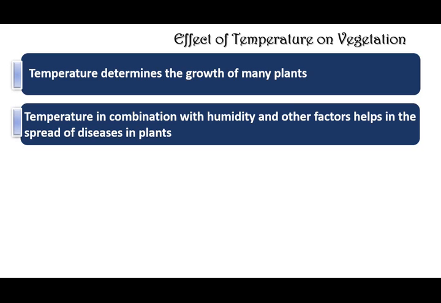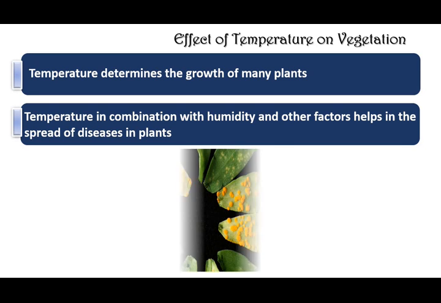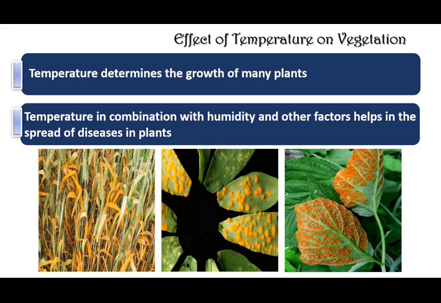The temperature in combination with humidity and other factors helps in the spread of diseases in plants. Low temperature and high humidity favor rust attack. Now here you can see this is a wheat rust, this is a cereal rust, and this is the orange rust caused in raspberry plants.